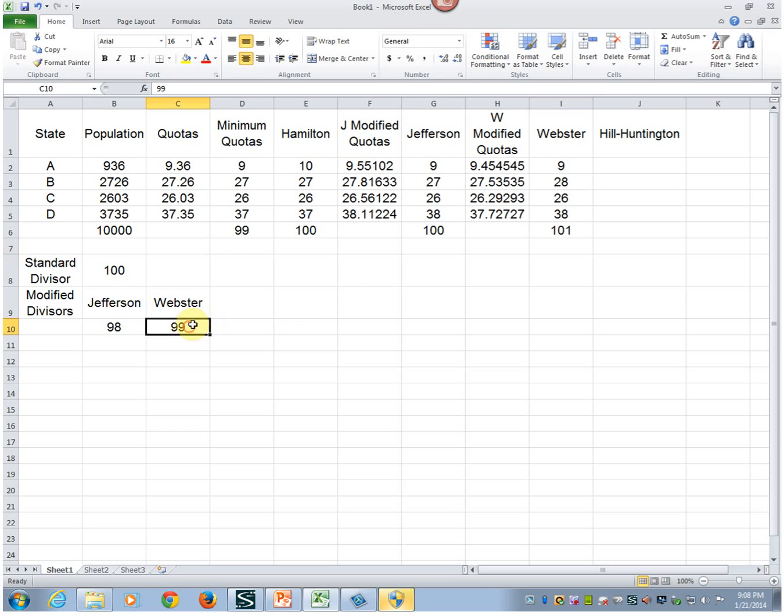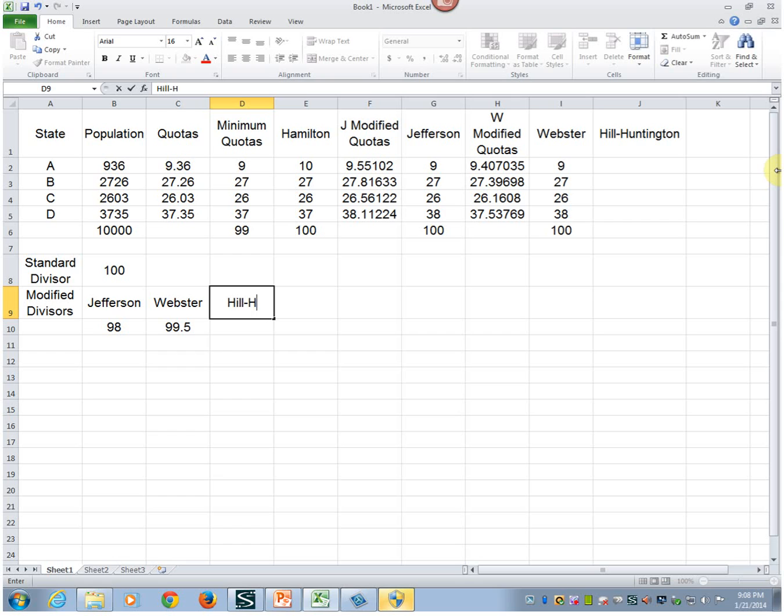So let's, instead of 99, let's do 99.5 and see what happens. We're still at 9. Here we go. This is now going to be back to 27. That is still 26, and that's 38, and we apportioned our 100 seats.